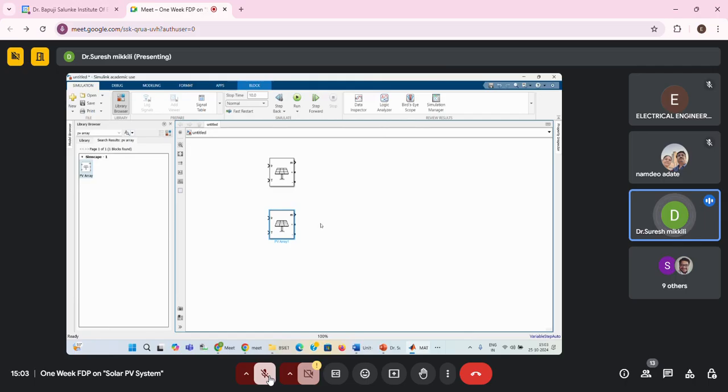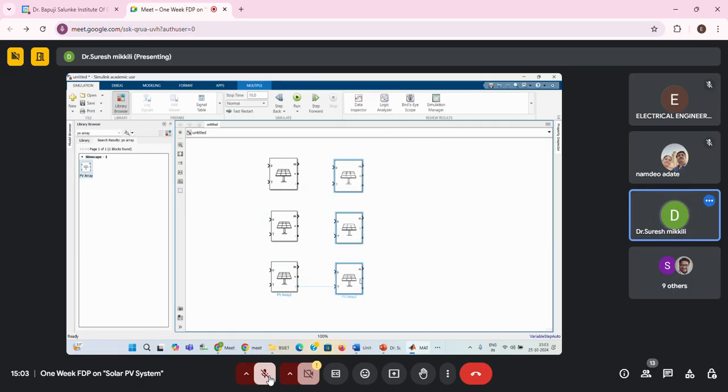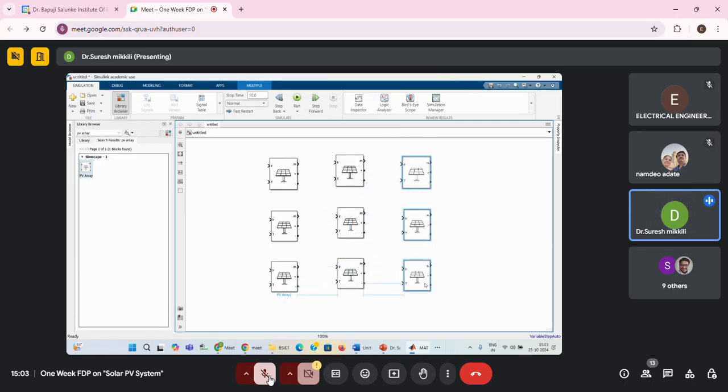So the second module, with a left arrow, I have copied. Fine. Then similarly one more I have taken. So I want to design 3 cross 3. So I have taken 1, 2.